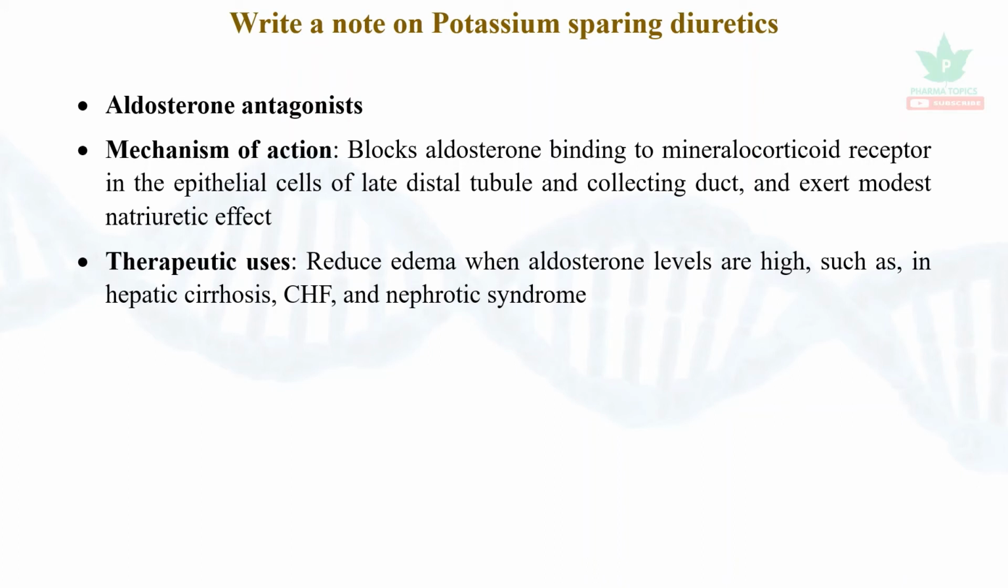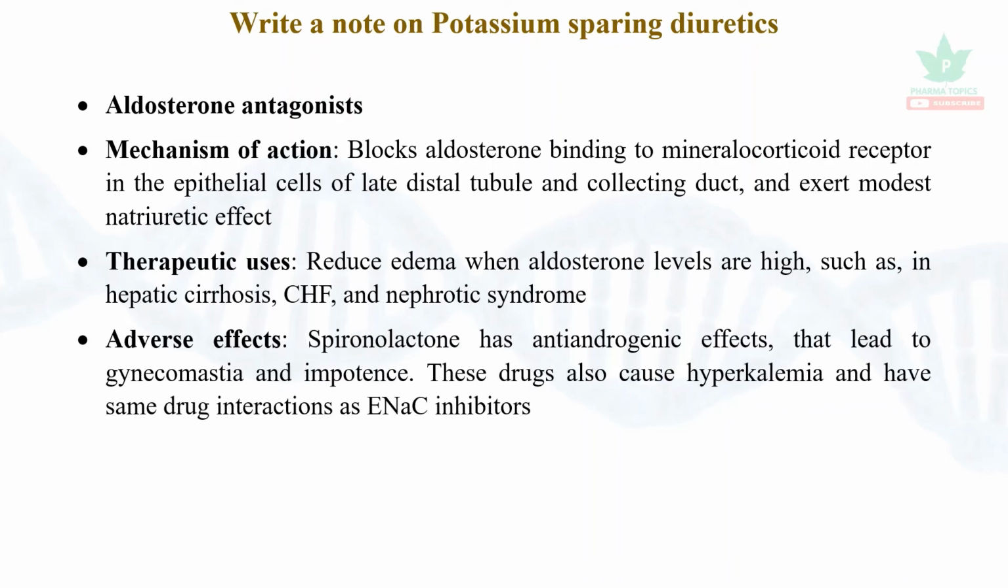Therapeutic uses: reduce the edema when the aldosterone levels are high, such as in hepatic cirrhosis, congestive heart failure, and nephrotic syndrome. Adverse effects: spironolactone has anti-androgenic effects that lead to gynecomastia and impotence. These drugs also cause hyperkalemia, similar to epithelial sodium channel inhibitors.